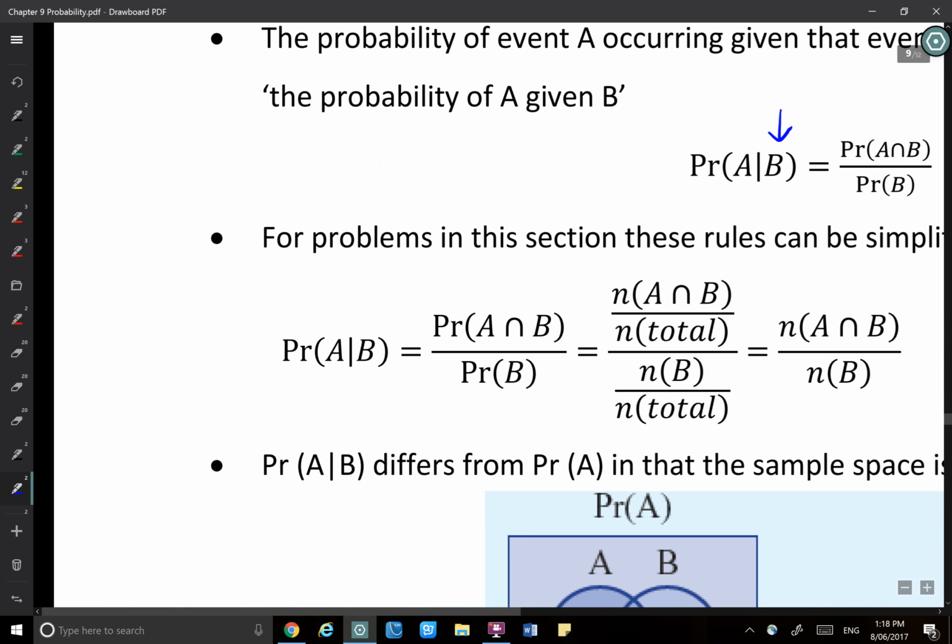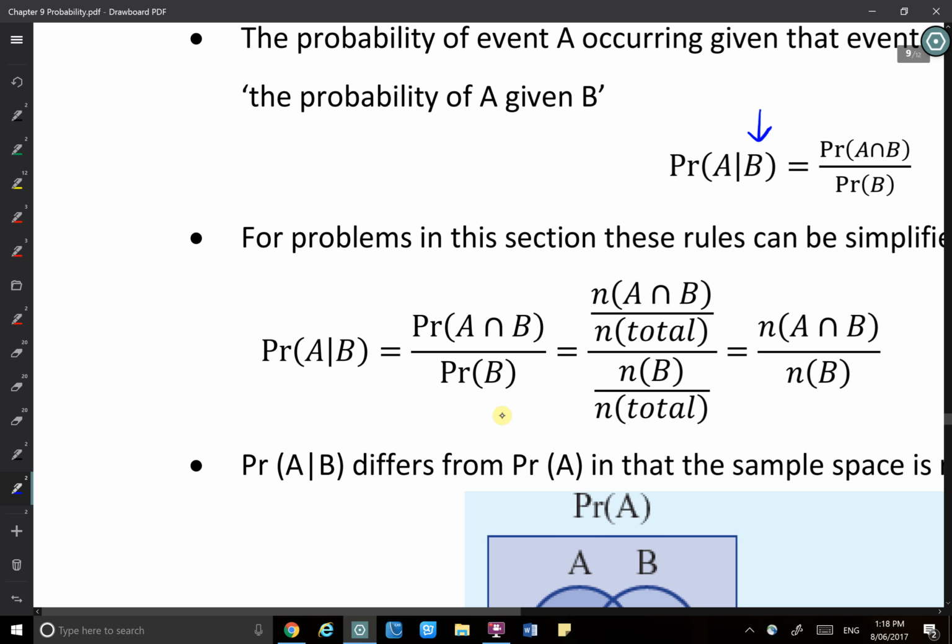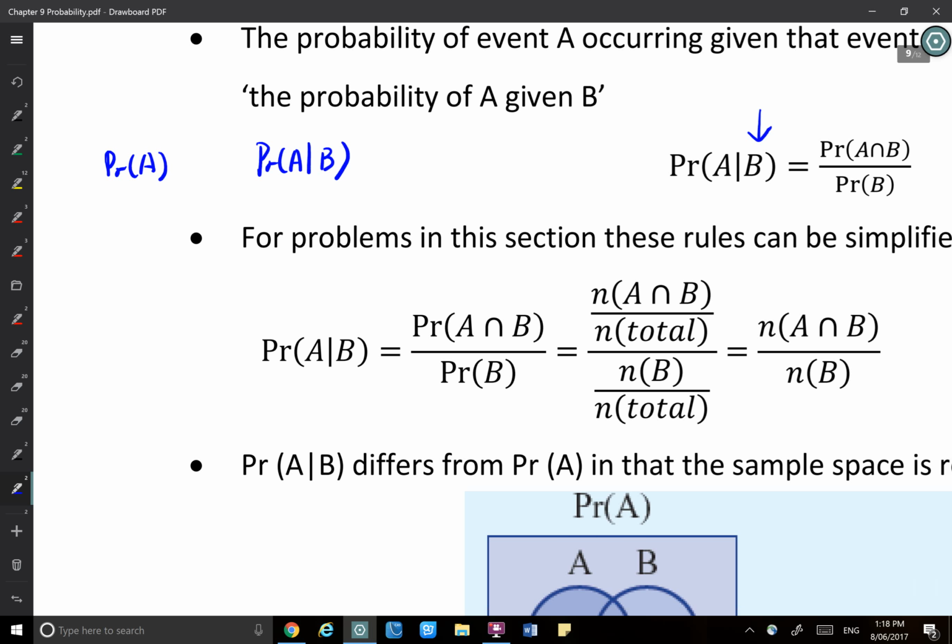I just have a question. Let's say probability of A and probability of A given B. Which one do you think will have the larger chance? The first or the second? Same condition, all the same condition.